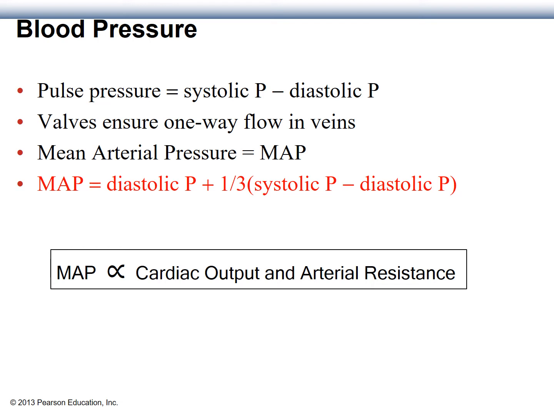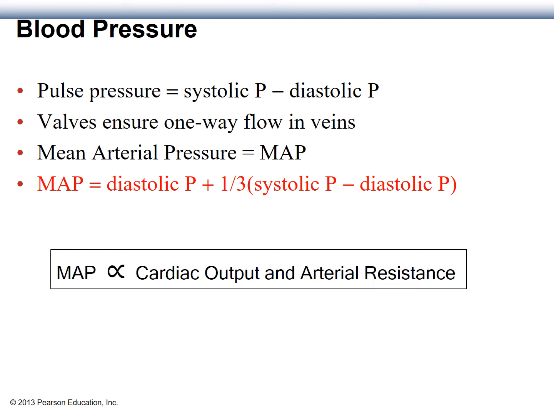Blood pressure is going to look at systolic and diastolic pressures. As always, remember that systolic pressure is going to be the pressure during contraction. Diastolic is going to be the pressure during relaxation. Subtracting the systolic minus the diastolic pressure gives us what we call pulse pressure.